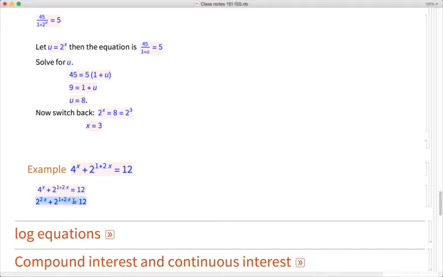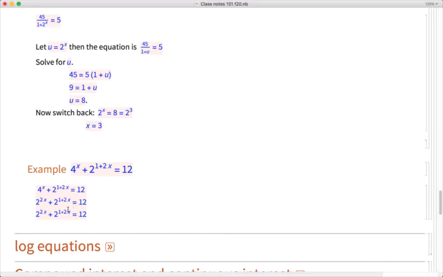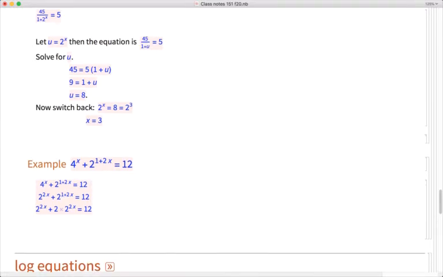Maybe I should have done that in 2 steps. And then the next step is we're going to split this exponent apart as 2 times 2 to the x. Okay, so this was supposed to be an example of substitution. I'm not sure it's really critical, but I'll go ahead and do it. We're going to say let u equal 2 to the 2x.